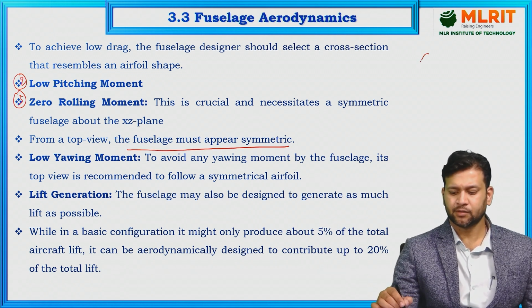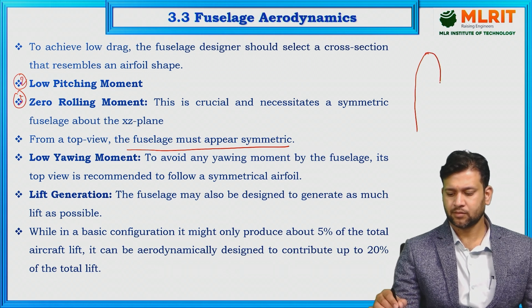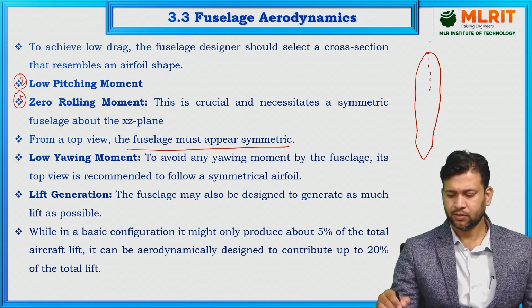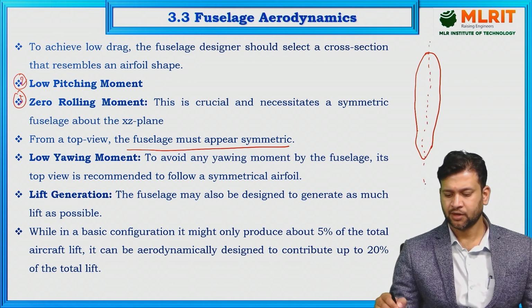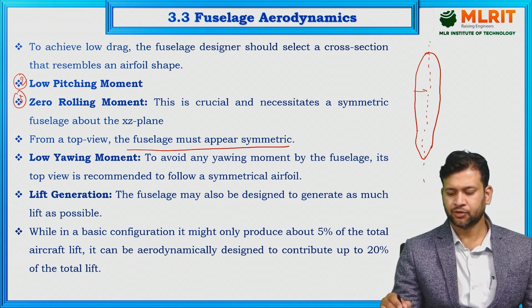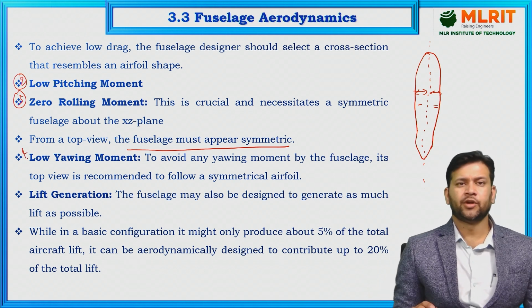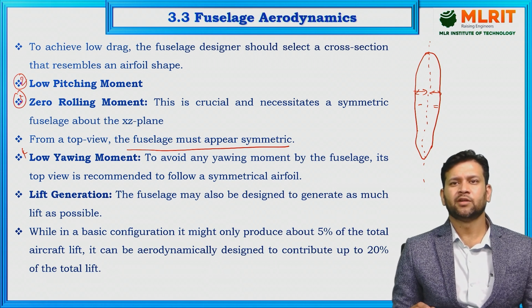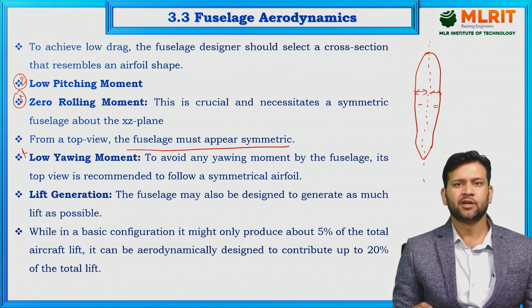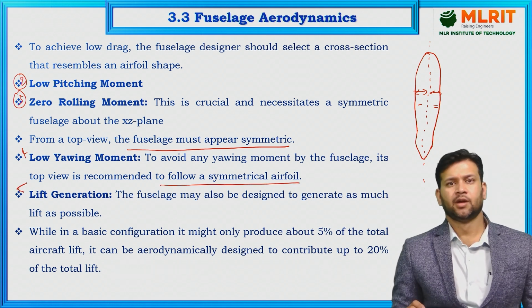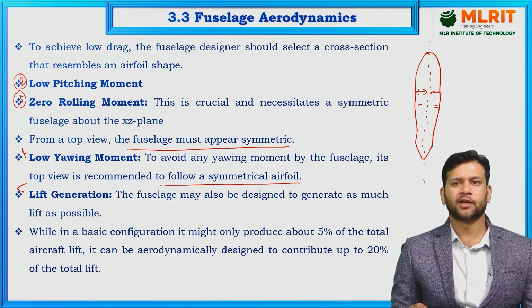If we see this, this is considered to be the fuselage, and if we draw a line which is bisecting this fuselage from the center of this to center of this, this should be symmetric. This area should be equal to this area. Low yawing moment. To avoid any yawing moment by the fuselage, its top view is recommended to follow a symmetrical airfoil.